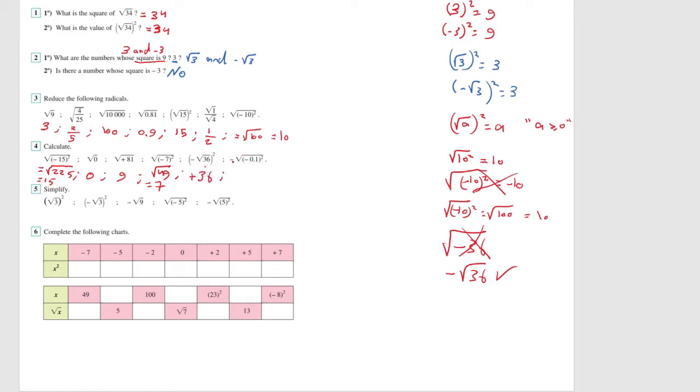Negative radical 0.1 squared: 0.1 times 0.1 becomes 0.01, so negative radical 0.01 is equal to negative 0.1. Why? Because radical 0.01 is 0.1 and the negative outside doesn't affect it. Radical 3 all of its square is 3. Negative radical 3 all of its square is also 3. Negative radical 9 is negative 3.